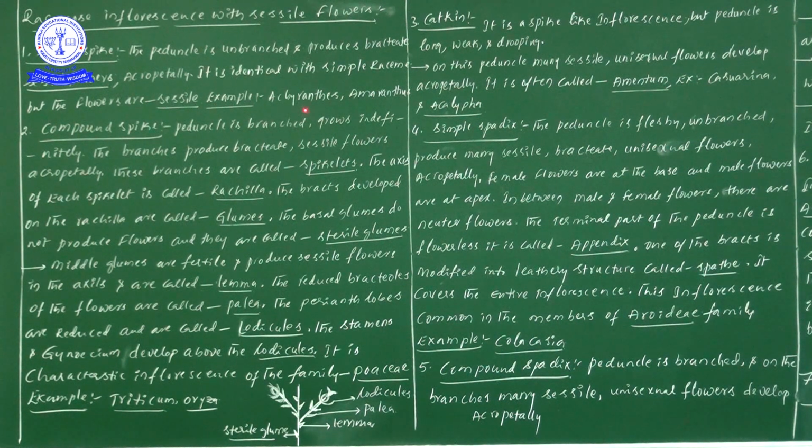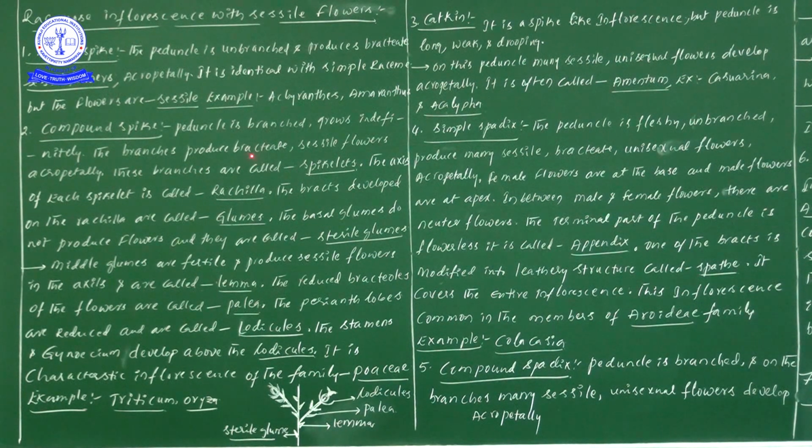So these two are best examples of simple spike. Now the second one is compound spike, very important. Now listen carefully. In a compound spike, the peduncle is branched and grows indefinitely.